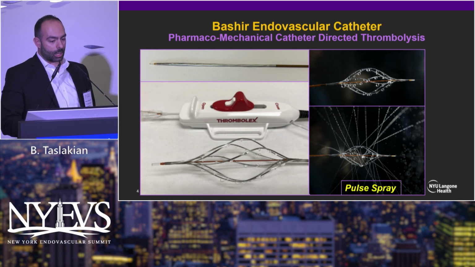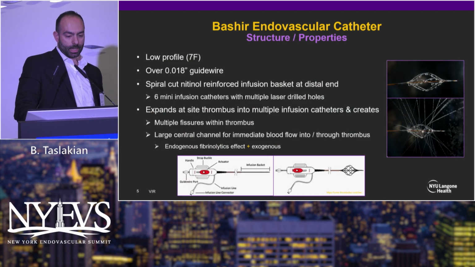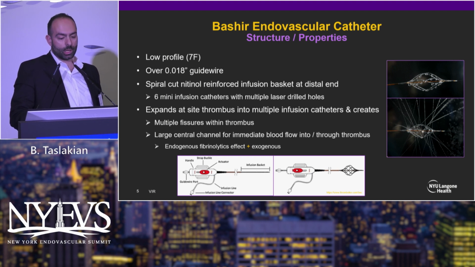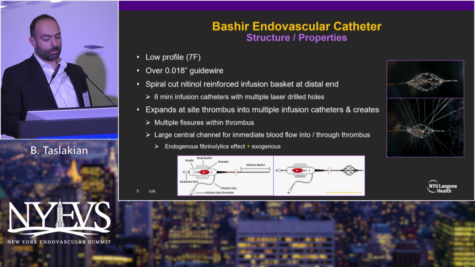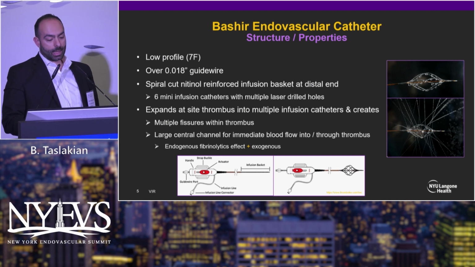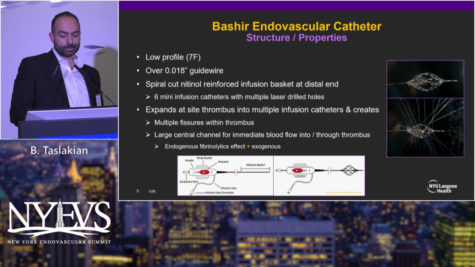So I'm going to talk about the catheter, which is the BASHIR endovascular catheter. Basically, it is a low-profile 7 French catheter that goes over an 018 guide wire. It has a spiral-cut nitinol reinforced infusion basket, basically 6 mini infusion catheters with multiple holes in it. It comes as a collapsed straight catheter that can expand at the site of the thrombus.